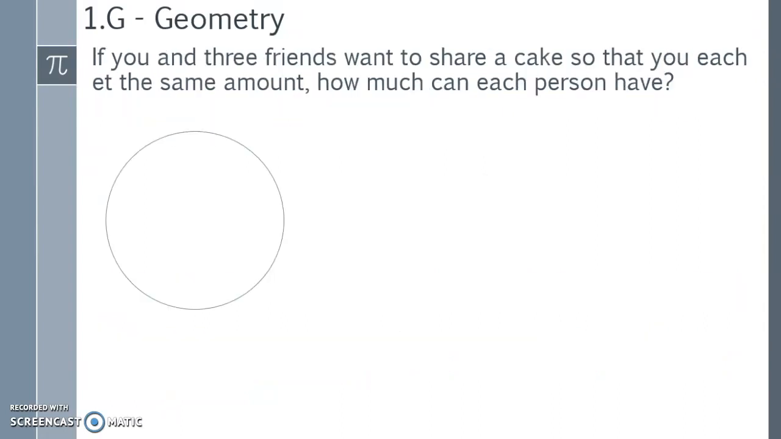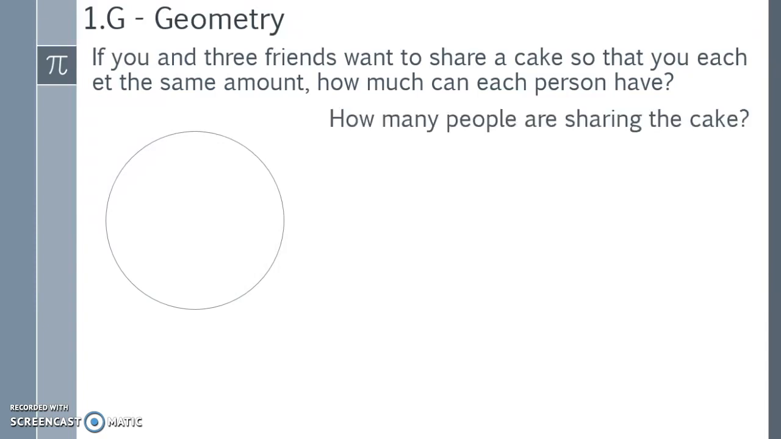If you and 3 friends want to share a cake so that you each get the same amount, how much can each person have? Well, how many people are sharing the cake? So there's you and 3 friends. So that would mean there are 4 people sharing the cake.